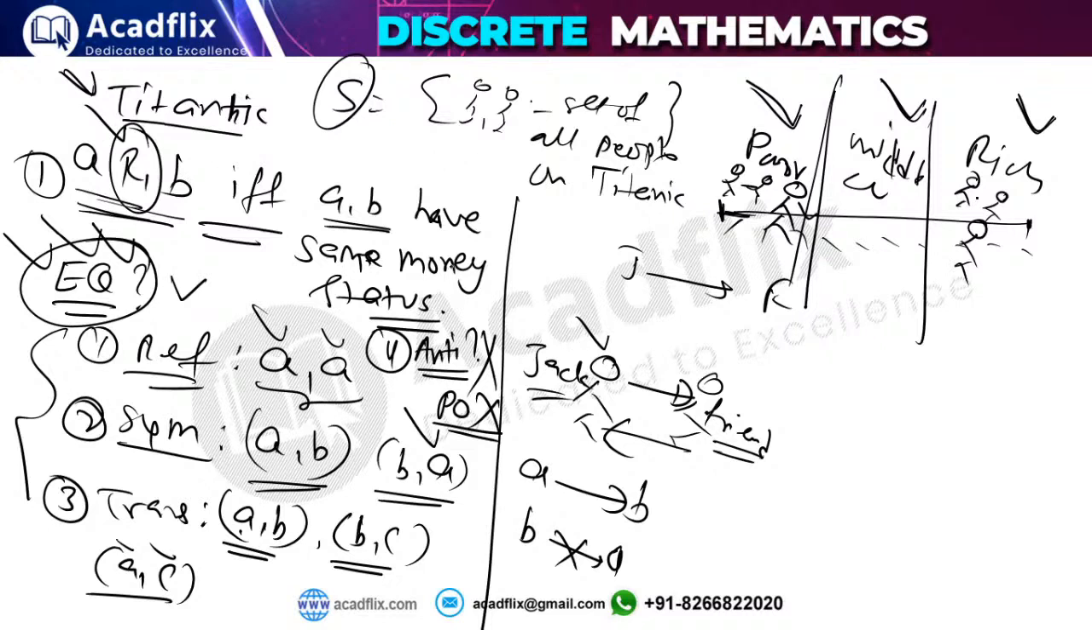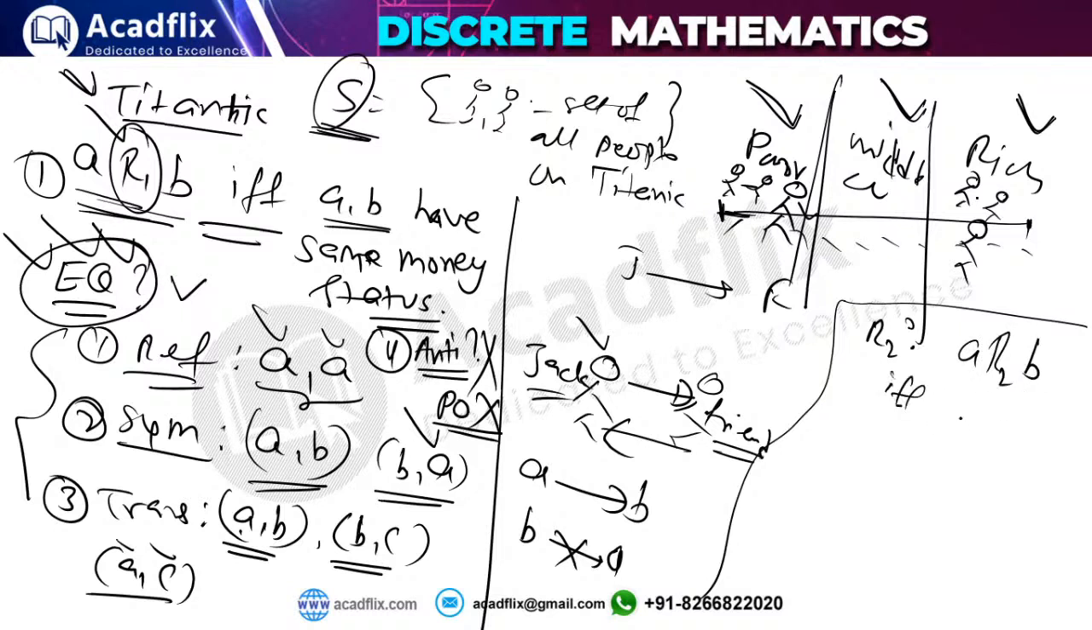Now on the same set of people, the set S on the Titanic, I am giving you another relation R2. A is related to B if and only if the money status of A is less than or equal to the money status of B. This is what I want to say: money status of A is less than or equal to money status of B.